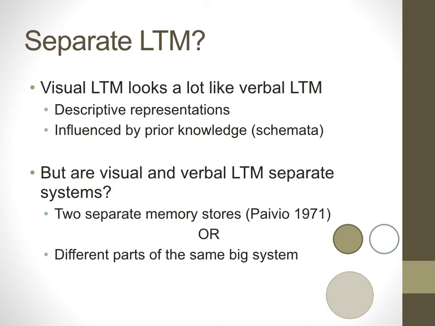Based on all of these different studies, it looks like our visual long-term memory is very similar to our verbal long-term memory. We have descriptive verbal representations that are influenced by prior knowledge and schema. In the same way that we remember things verbally, we remember things visually based on these representations and prior knowledge.